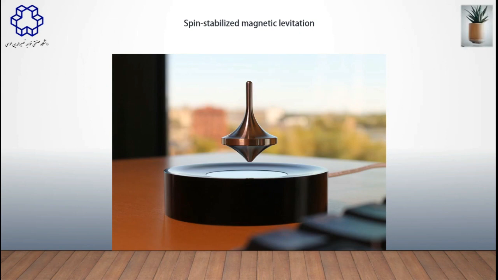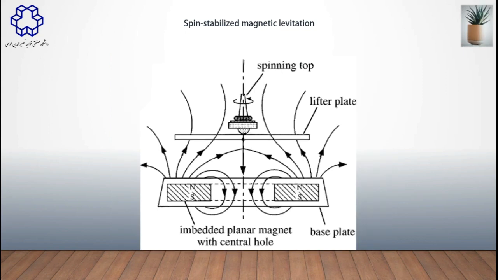Another mechanism is spin stabilized magnetic levitation. It works if we spin a top on the surface, and the mechanism looks like this picture. The permanent magnet produces force in the z-axis against gravity, and the gyroscopic effect will stabilize the spinning top toy.